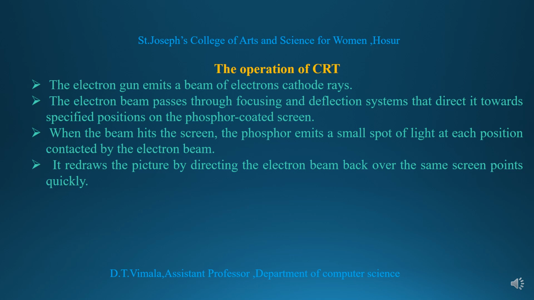What are the operations of CRT? Here we are going to see how the CRT works. The electron gun emits a beam of electrons, the cathode rays. The electron beam passes through the focusing and deflecting system that directs it towards a specified position on the phosphorus coated screen. When the beam hits the screen, the phosphorus emits a small spot of light at each position contacted by the electron beam. It restores the picture by directing the electron beam back over the same screen points quickly.